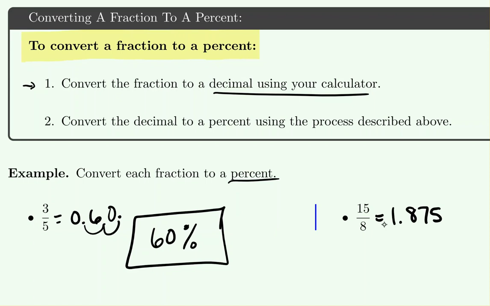As a decimal, 15 over 8 is 1.875. Moving the decimal place over twice, we would get 187.5%.